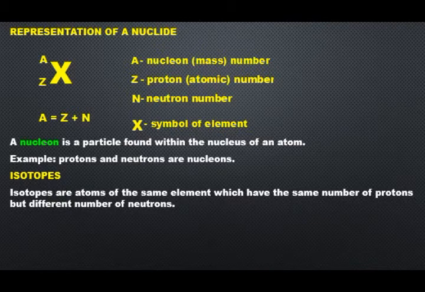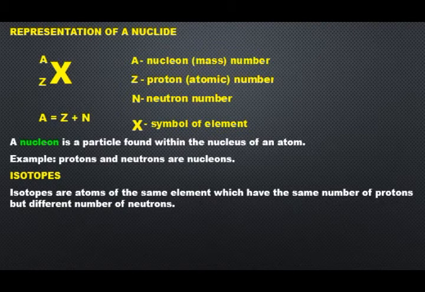Representation of a nuclide. A superscript, Z subscript. A represents the nucleon, that is the mass number. Z represents the protons, atomic number. N, the number of neutrons. So A equals Z plus N. X represents the symbol of an element.